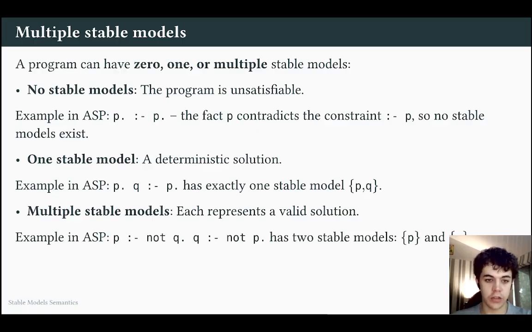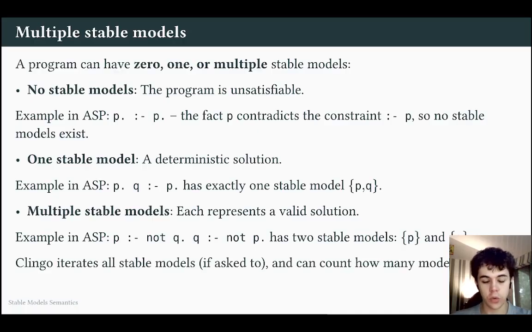Here's an example in ASP where either one or the other of P and Q can be true, but not both, and not neither. Clingo iterates all stable models if you ask it to, and can count how many models exist.